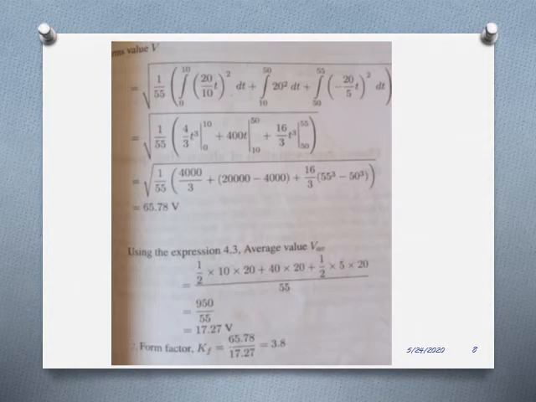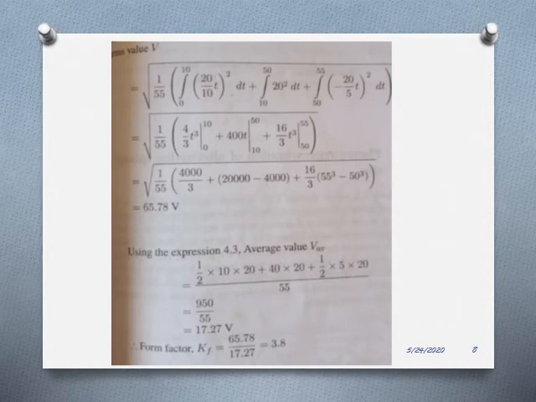Next is 50 to 55. It is again a sawtooth waveform, but in the opposite direction. So you have to take y is equal to minus mx, or the slope becomes minus 20 by 5. So the v of t function becomes minus 20 by 5 into t, the whole square. Now simplified, you may get the answer as 65.78 volt. You must specify the unit for RMS and average value.